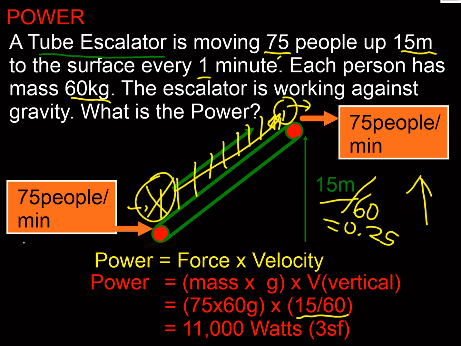And what we got to do? Well, we're fighting gravity, so we need to know what the mg for this group of people is. Well, we got 75 people and they weigh 60 kilos each, so that's our mass. We're moving that mass up by mg, so we've got gravitational acceleration. So our force is going to be 75 times 60 times g, and our velocity is 15 over 60. So if we calculate that out, the power we need to put into this to keep this escalator running is 11,000 watts. That's 11 bar heaters.